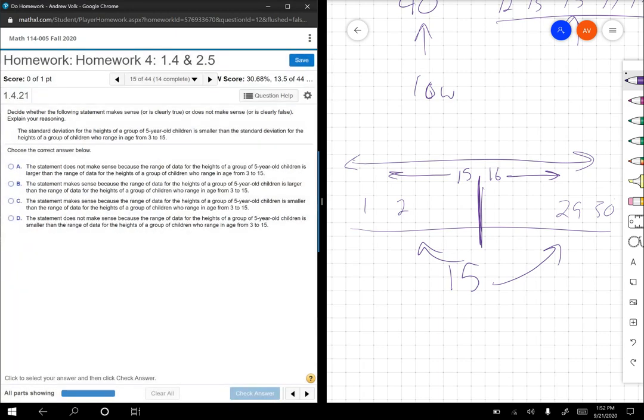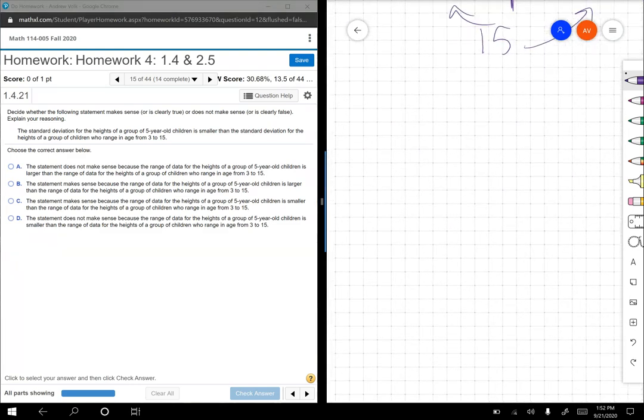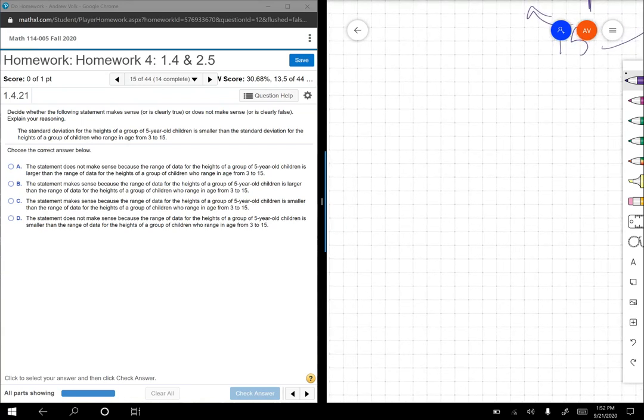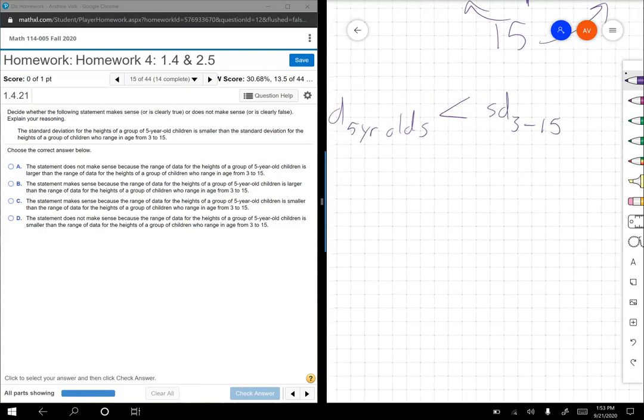Next question. Decide whether this makes sense. It says the standard deviation for a group of heights is smaller than the standard deviation for a group of heights from a different age. So it says a group of 5-year-olds, if you have just 5-year-olds, is that standard deviation going to be less than the standard deviation for kids from the age of 3 to 15?